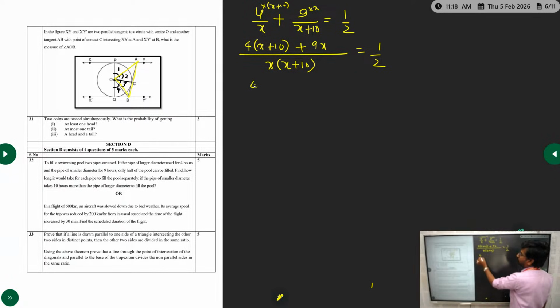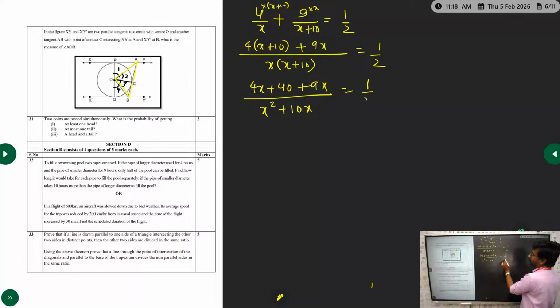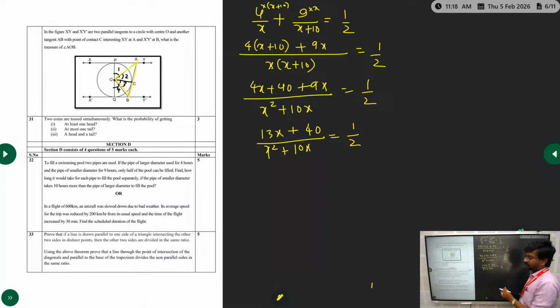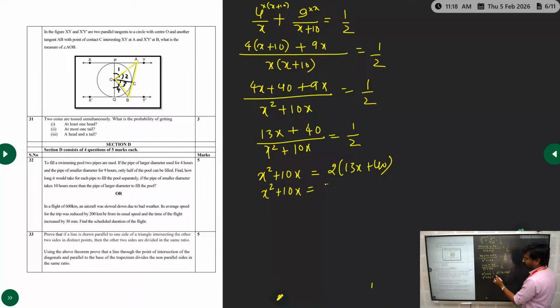Remove the bracket term. 4x plus 40 plus 9x by x square plus 10x equal to half. 4x plus 9x, 13x plus 40 by x square plus 10x is equal to 1 by 2. Cross multiply. x square plus 10x into 1 is x square plus 10x. 2 into 13x plus 40. x square plus 10x is equal to 26x plus 80.